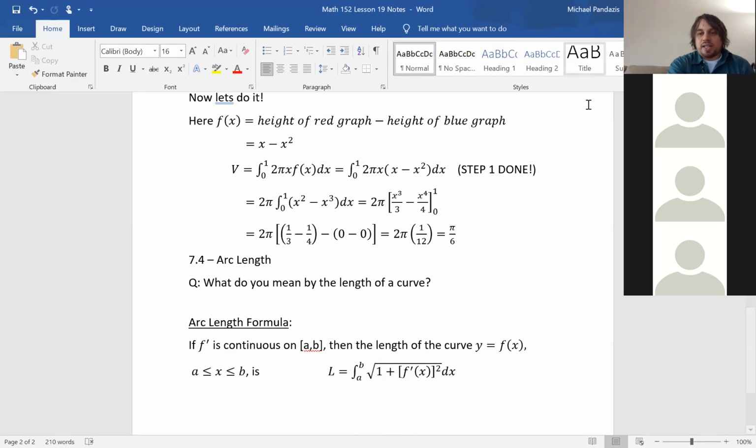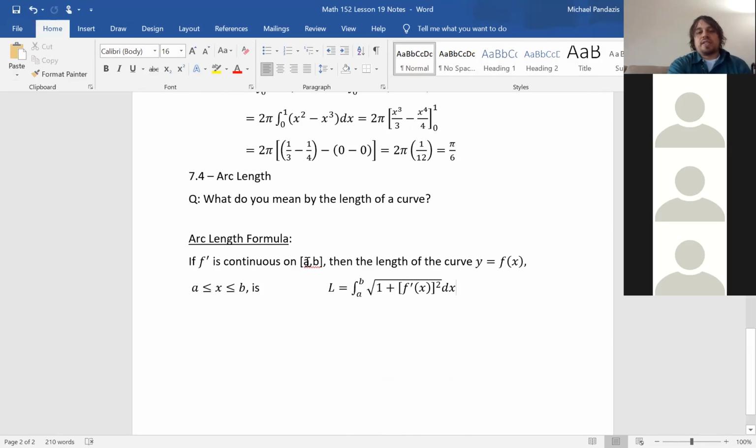So, if f prime is continuous on the finite closed interval a comma b, then the length of the curve y equals f of x from a to b is equal to that.